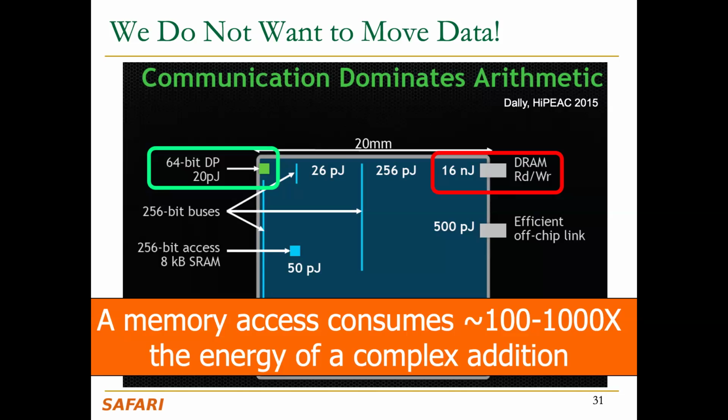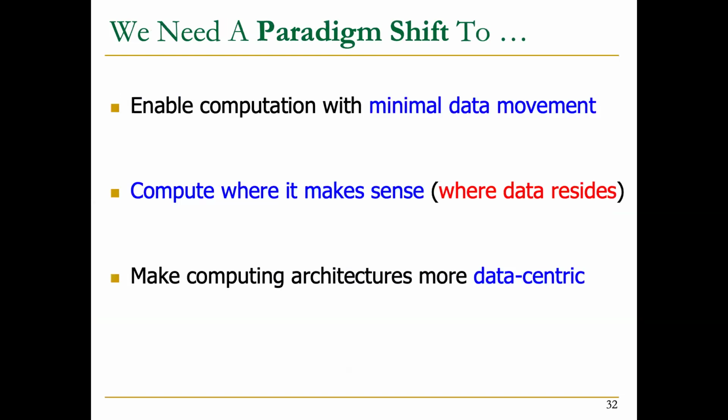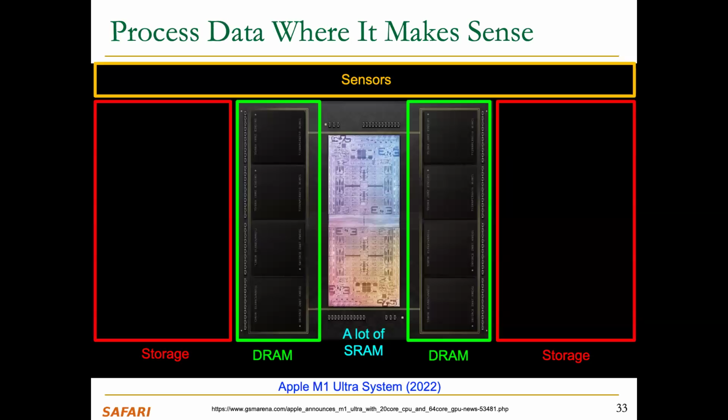We need to design our systems such that we process the data without much movement. And that's the idea of memory-centric computing. This clearly requires a paradigm shift because we've been designing our systems to be processor-centric for many, many decades. We would like to enable computation with minimal data movement. We would like to compute where it makes sense, where data resides. If it makes sense to process in the processor, fine, process in the processor, right? If it makes sense to process in the sensor, process in the sensor. If it makes sense to process in the storage, process in the storage. And this is the idea of data-centric computing in general.